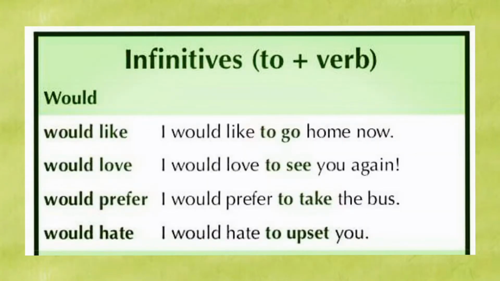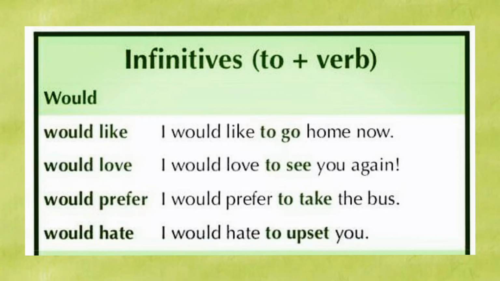Now let's see about to plus verb forms. After verbs like would love, would prefer, would hate comes the infinitive, that is, to plus verb form. Example: I would like to go home now. After would like it comes to go. I would love to see you again. After would love, to plus verb form, that is, to see.